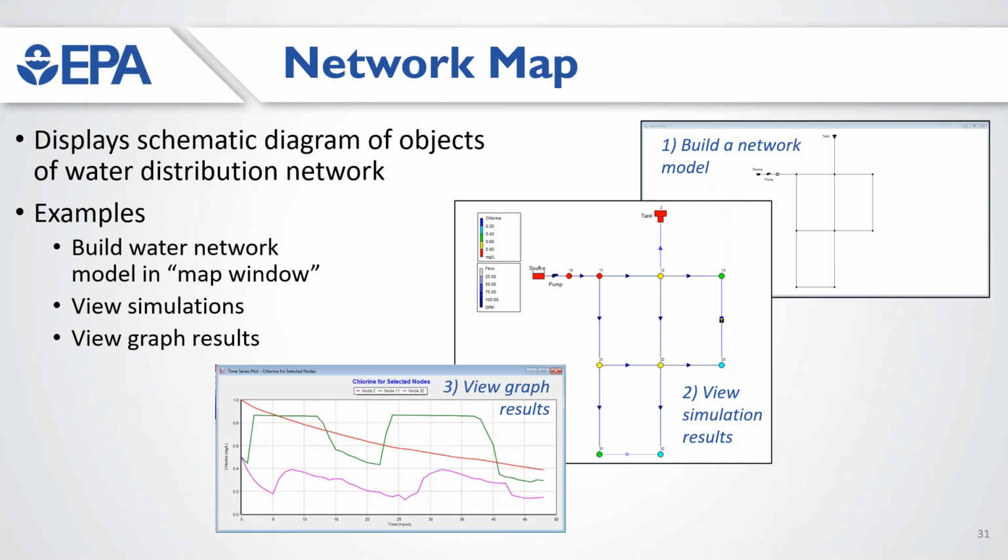So the network map section of your GUI interface displays schematics of the diagram of your objects of the water distribution system network model. So that's the number one here. So that's where you can build your network model in the network map. And then you also can use it to run and graph your simulation results. So once you have created the model and then you run a simulation, you can view the results of that simulation on the network map as well.